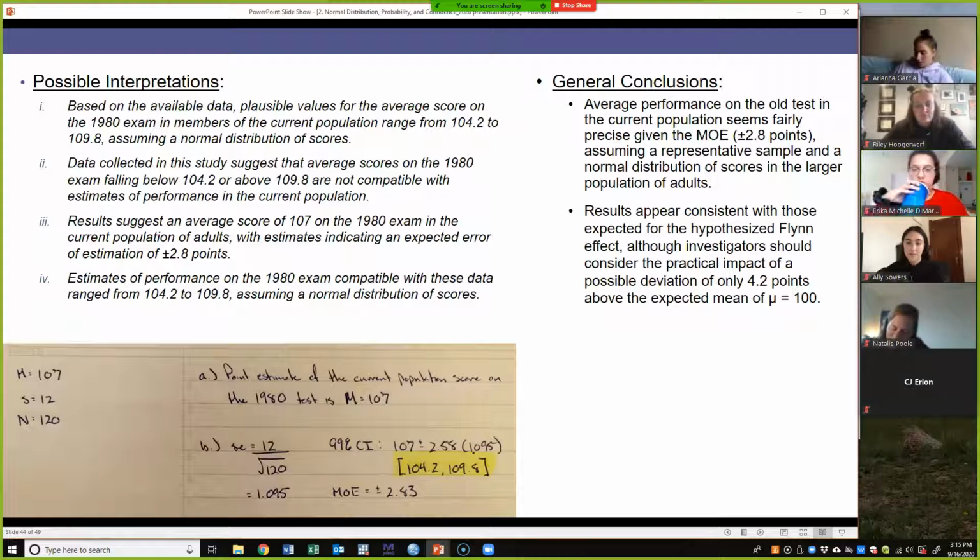Now, if I sampled just graduate students, would that be a good estimate of the current population? No. But assuming I got a decent sample of the general public, 100 is probably not reasonable, right? You could say results suggest an average score of 107 on the 1980s exam in the current population of adults, with estimates indicating an expected error of estimation of plus or minus 2.8. Estimates of performance on the 1980 exam compatible with these data range from 104.2 to 109.8. Right. So the thing that I'm hoping you take from this is that these are things that are compatible with the data.